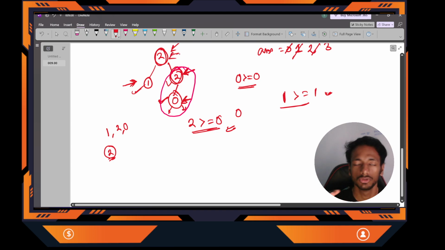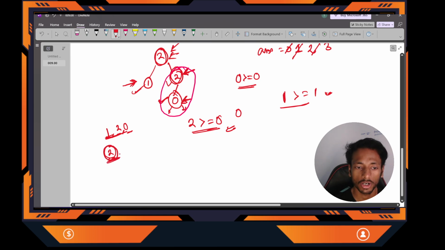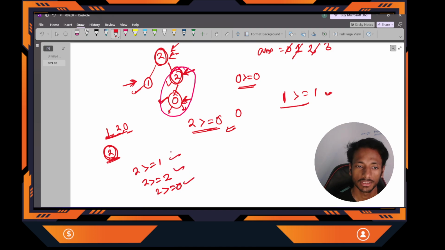What are the values present in this hierarchy? The values of all the nodes in this hierarchy are 1, 2, and 0, and the current node value is 2. So it should be greater than or equal to all the values, right? That means 2 should be greater than or equal to 1, 2 should be greater than or equal to 2, 2 should be greater than or equal to 0. Yes, these 3 conditions are all true. So this is also a dominant node, and our answer will be increased by 1. Now it is 4. So clear why it is 4?